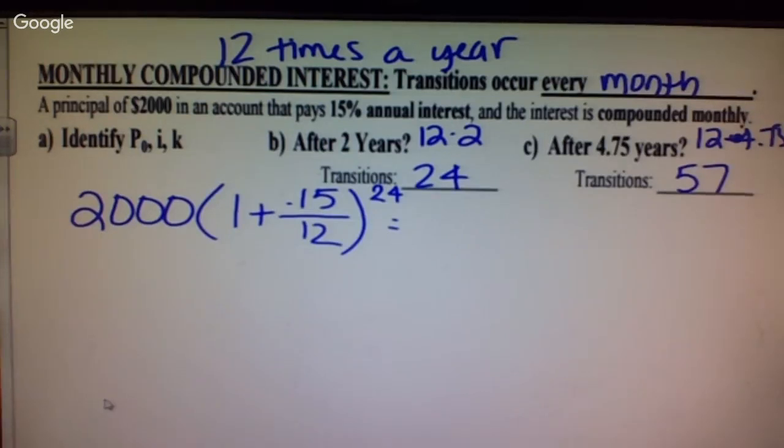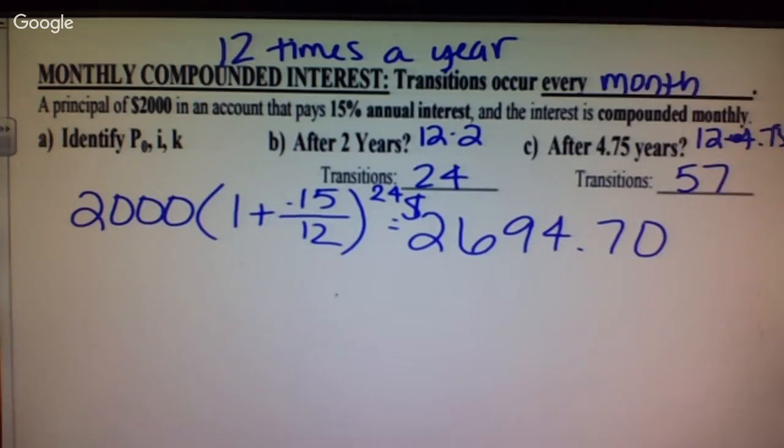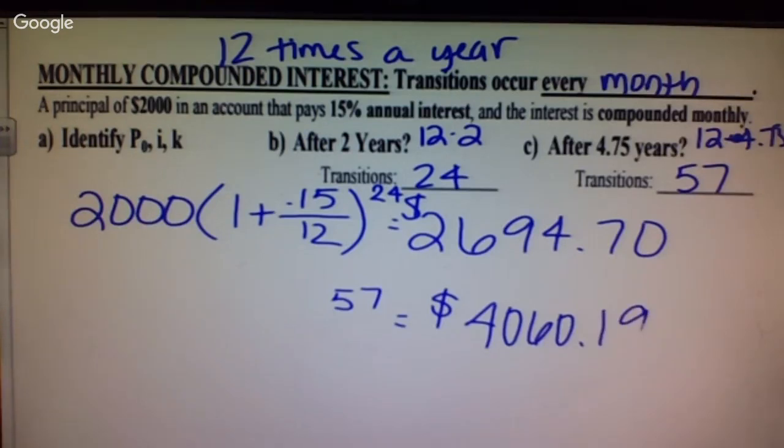Okay, you got $2,694.70. And then you would raise it to the 57th power. And you would get, hold on, I'm losing my mind right here. Okay, never mind, I got it. You get 4,060.19. Perfect. Okay, so that's monthly compounded interest. So your K value becomes a 12.